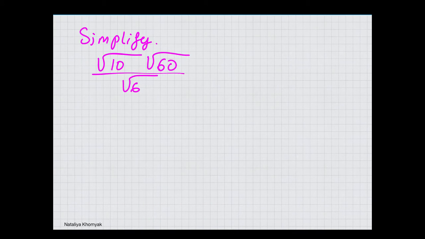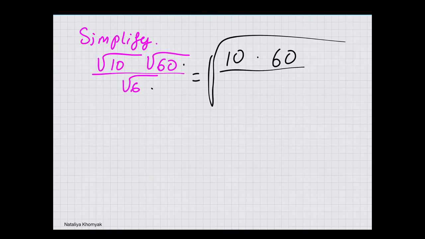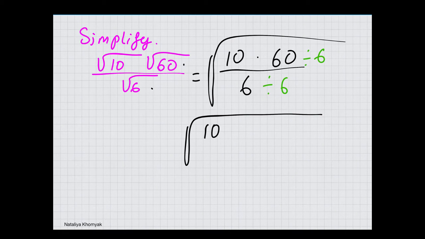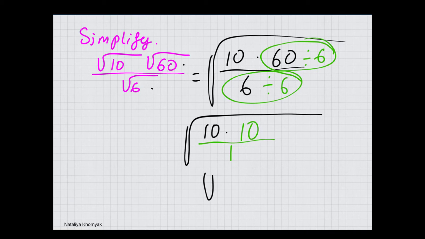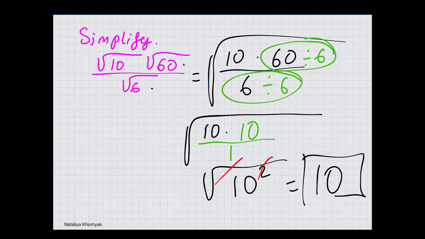Here we have 6 and 60 will definitely cancel, so I'm going to combine everything under the same radical. We have 10 times 60 over 6. Divide this by 6. So we get square root of 10 times 60 divided by 6 is 10 over 6 divided by 6 is 1. So this whole thing becomes square root of 10 to the second. Square root and the second power cancel, so 10 is our solution.